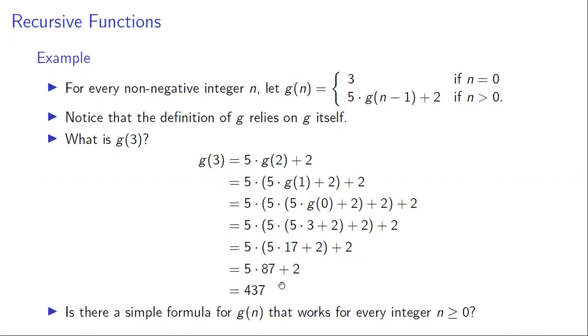And again, we can ask, is there a simple formula for g that works for every integer n that is greater than or equal to 0? So we had 2 examples of recursive functions. We had f and we had g, and in both cases, we would like to have a simpler formula. So let's go back to f, and let's prove a formula for f.